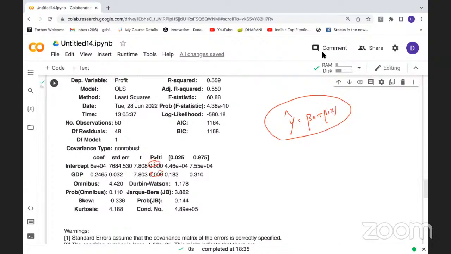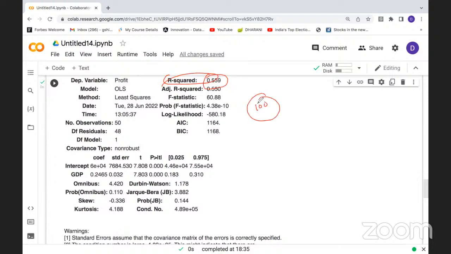The other thing you have to check is something called R square. This is very, very low. It means that if I give 100 values, it is only able to predict 56 values correctly. This is one more problem. So the model is not good. The model is an OLS technique. I have 50 observations here, right? 0.559. So I have to improve this.